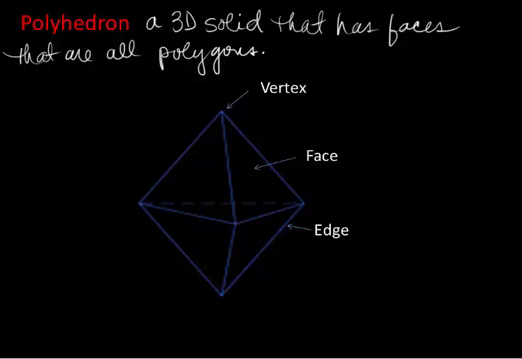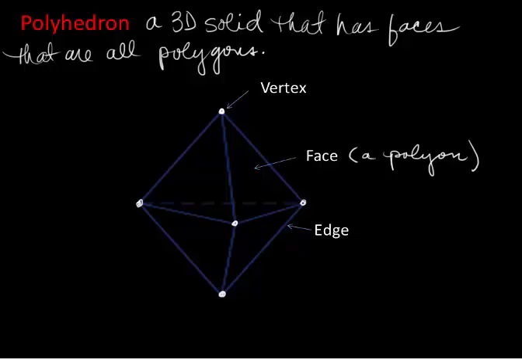A vertex, well, the vertices are the points where the faces come together or where the edges meet. And we can see in this case that we have 1, 2, 3, 4, 5 vertices. A face is a polygon. It has a number of flat faces. In this case, it looks like there are 1, 2, 3, 4, 5, 6 faces.